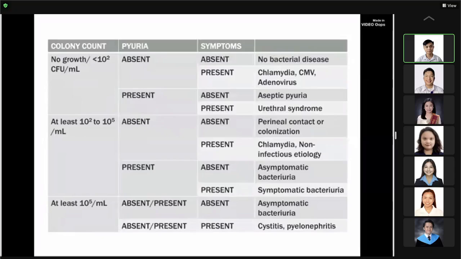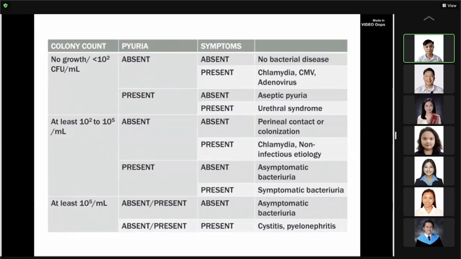If the colony count is less than 10 to the second power CFU per ml, or there is no growth, and if the patient has no pyuria, meaning no increase in pus cells in the urine, with no symptom, likely there is no bacterial disease. But if the patient is symptomatic, presenting with the usual signs and symptoms of UTI, it can be that the organism is chlamydia or viral organisms like CMV or adenovirus.